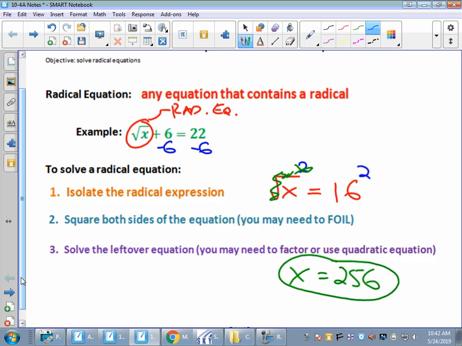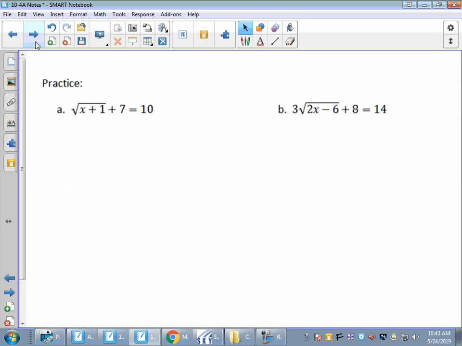Oh, and just so this shouldn't say equation, this should say formula. Because there might be cases where you have to factor to get your final answer from the equation, or use the quadratic formula. Okay? All right, so let's do some practice.